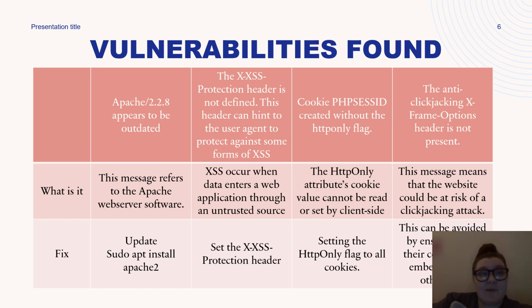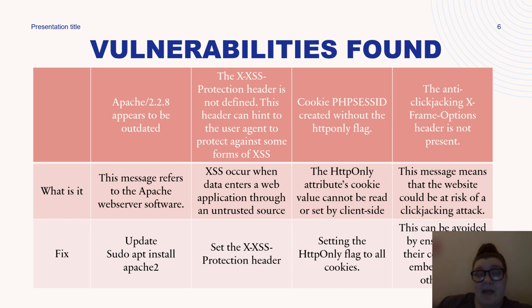So the first one, the Apache message, refers to the Apache web server software. The easy fix for this particular message that I received is just updating, which I included the command there. The second, the X-XSS protection header isn't defined. This occurs when data enters the web application through an untrusted source. In order to fix this message, you would need to set your XSS protection header.